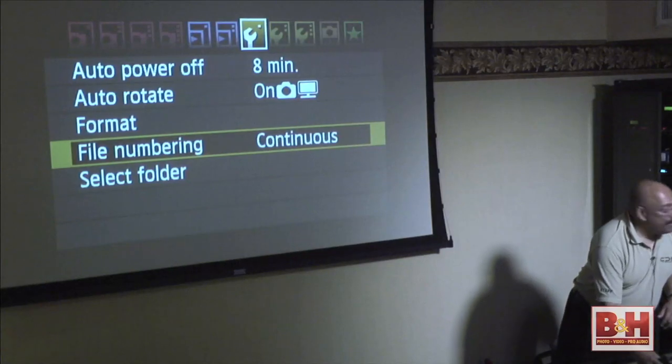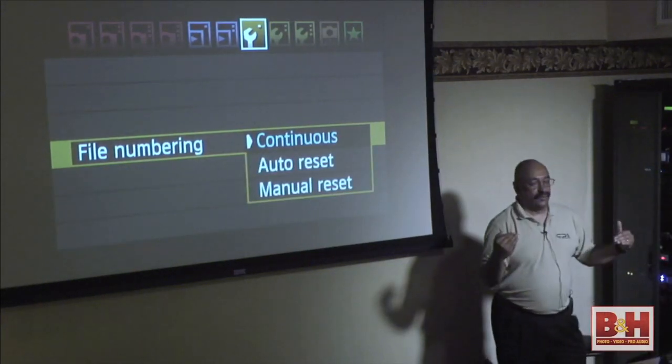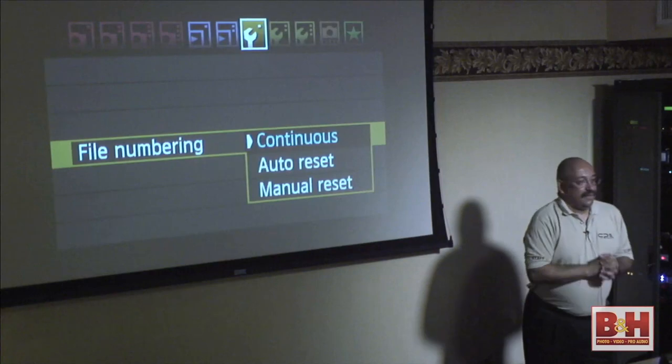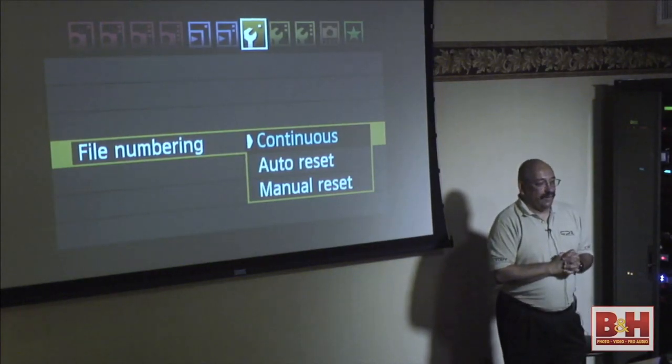File numbering. This is something that makes people crazy and it's hard to wrap their minds around. I'm going to try and go through this quickly. File numbering is the little numbers like IMG underscore 1234.jpg or .cr2. When you take each picture, it comes with a unique four-digit number. A lot of people end up having problems with this. First off, file numbering does not tell you how many pictures the camera shutter has fired. End of story. Get that real clear.